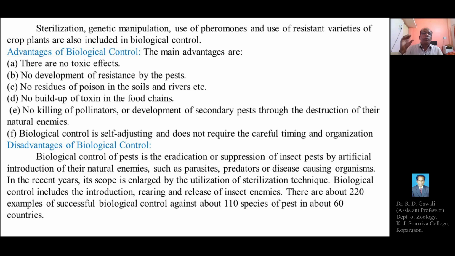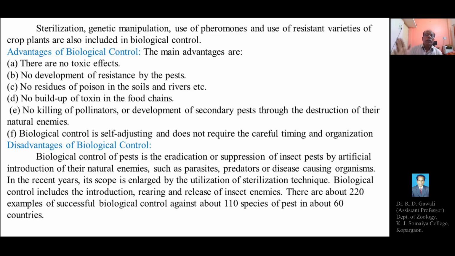Then no buildup of toxin in the food chains. Means there is no chance of contamination of the different foods or water, which are the parts of the food chain. So no buildup or addition of toxins in the food chains. Then no killing of pollinators or development of secondary pests through the destruction of their natural enemies. So there is no adverse effect on the growth of the plants through pollination, or the development of secondary pests through the killing of their natural enemies.